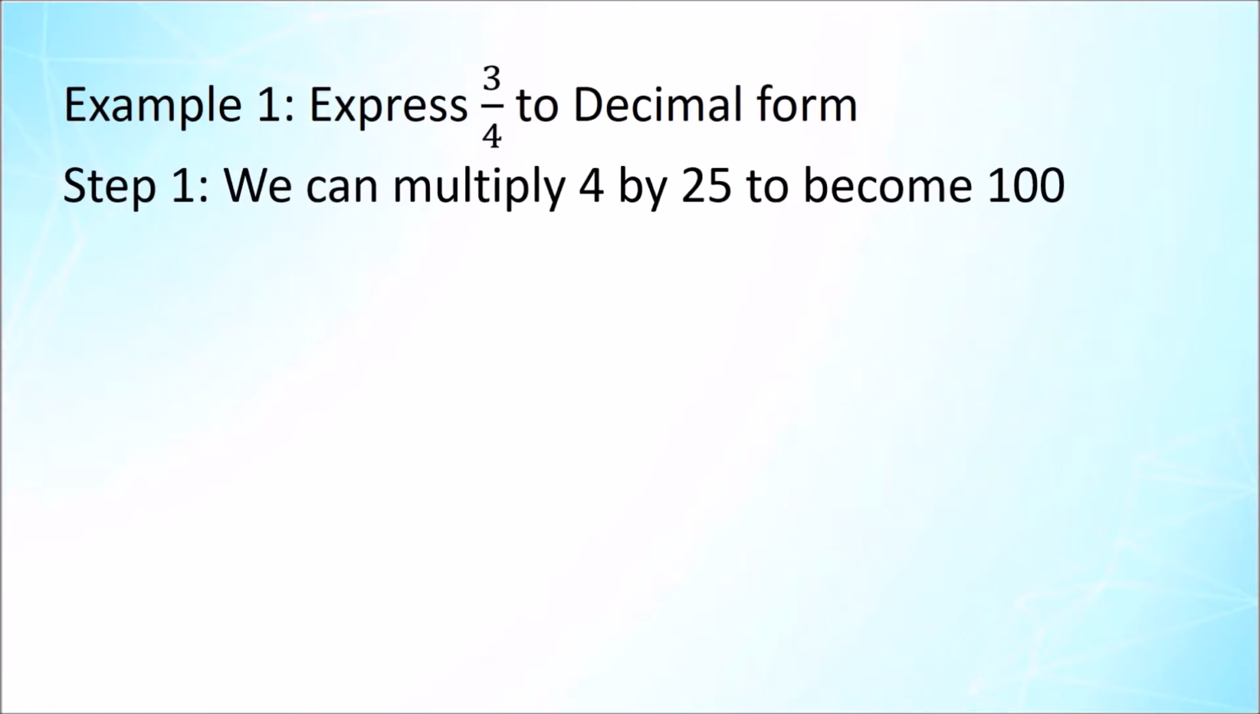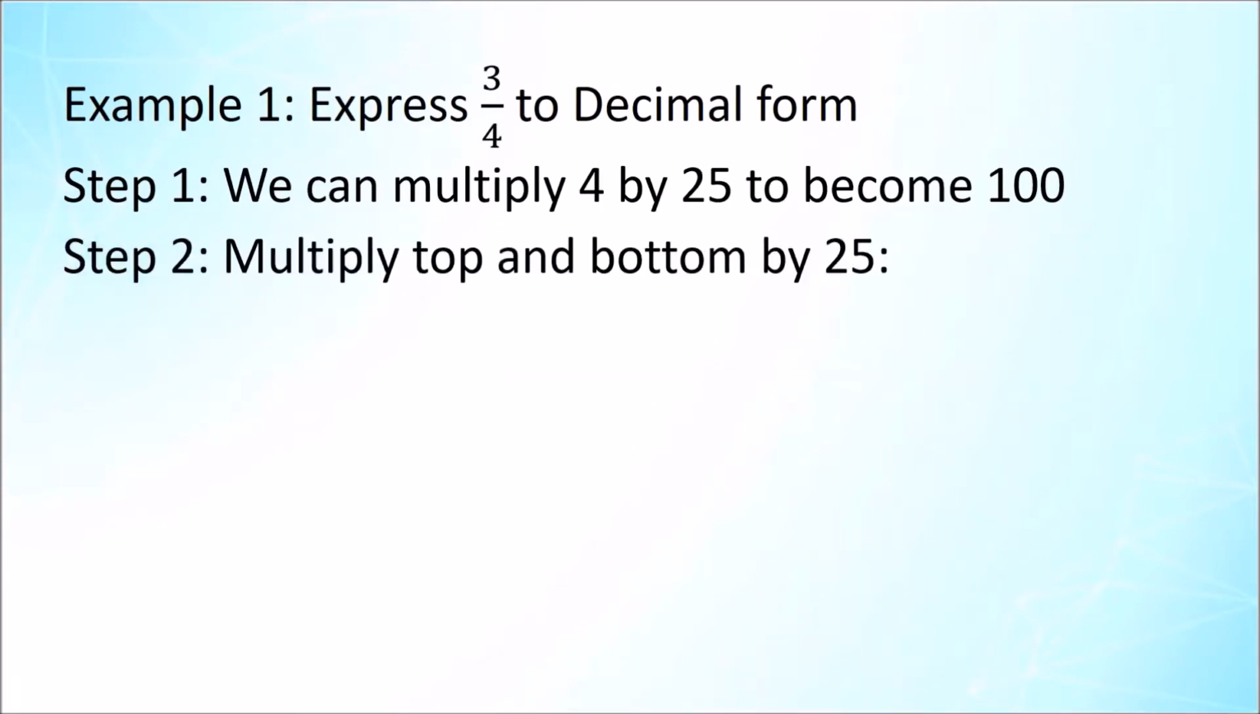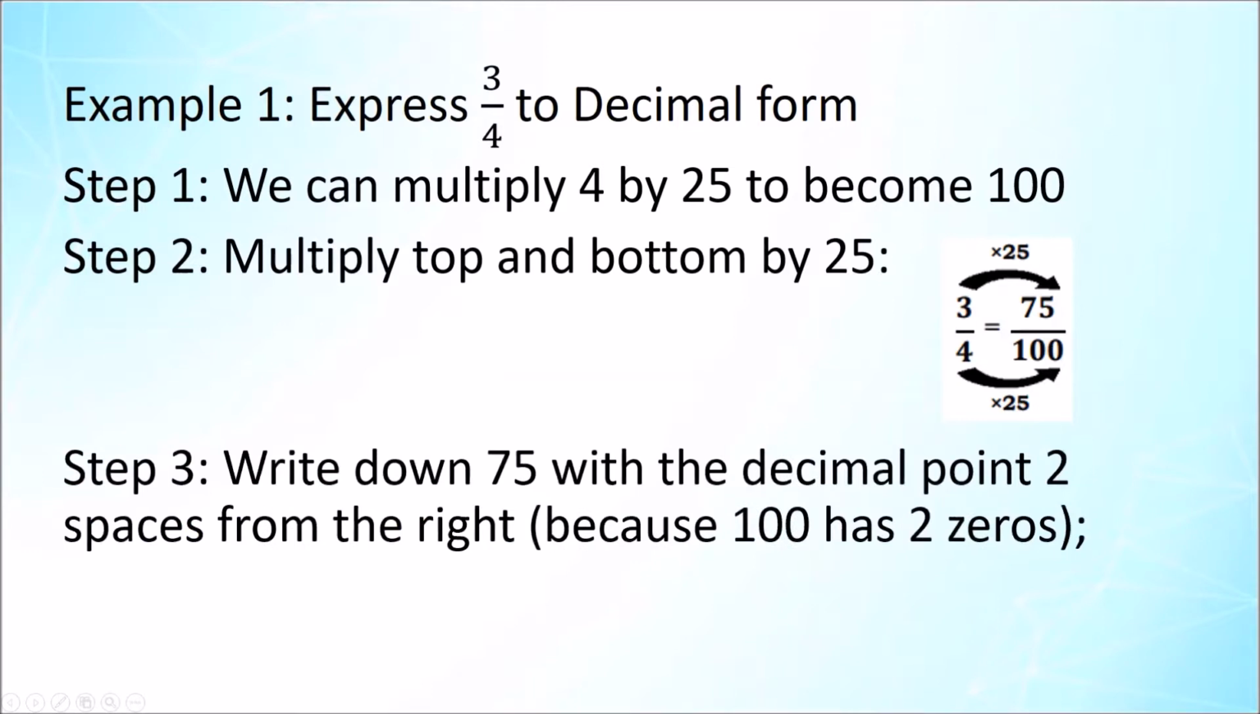procedure, step number 1, we can multiply 4 and 3 by 25 to become our 100. 4 times 25 is 100. Once we multiply, any number na ating imumultiply sa isang part ng fraction ay imumultiply din natin doon sa isa pang part. Kung nag-multiply tayo ng 25 sa 4, mag-multiply din tayo ng 25 sa 3. So, step number 2, multiply top and bottom by 25. Kaya 3 times 25 is equal to 75 and 4 times 25 is equal to 100. So, 75 over 100.